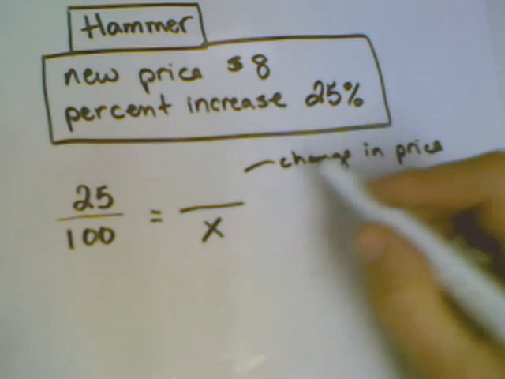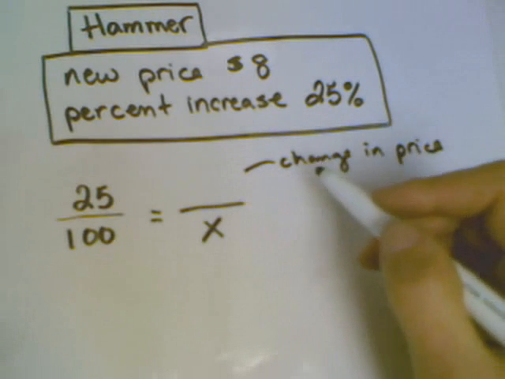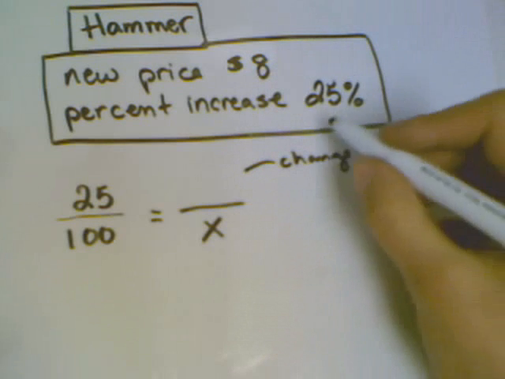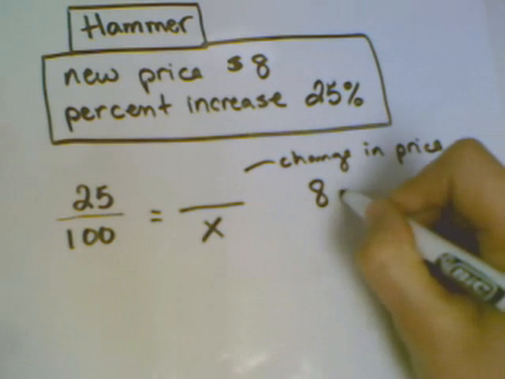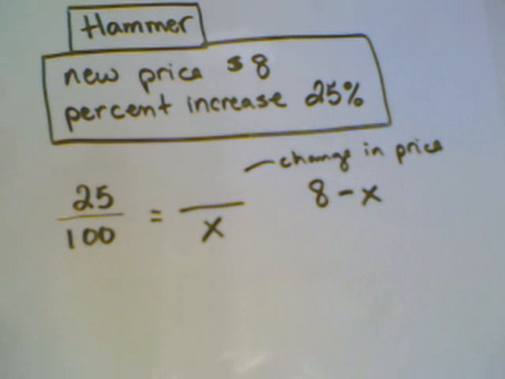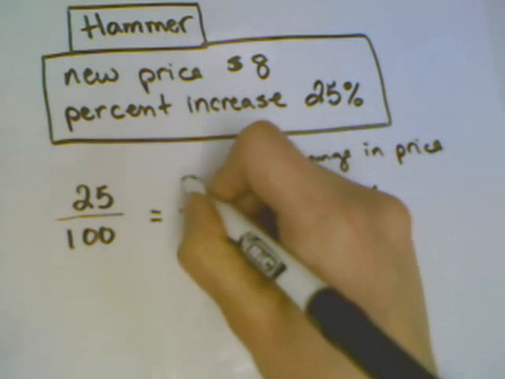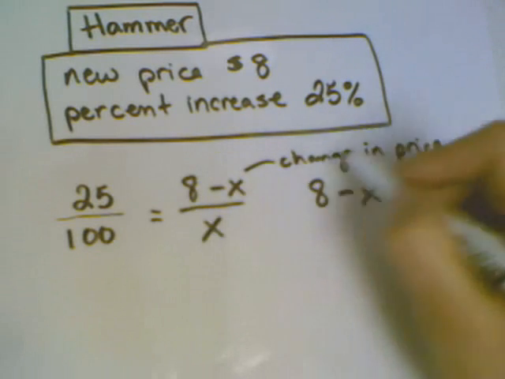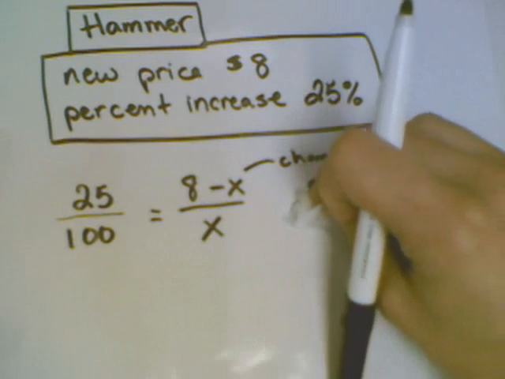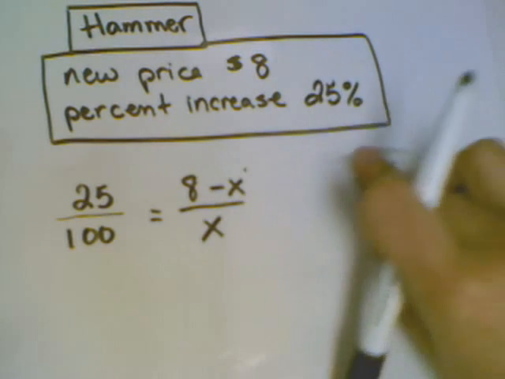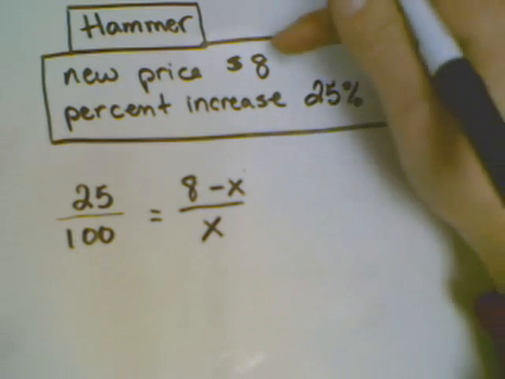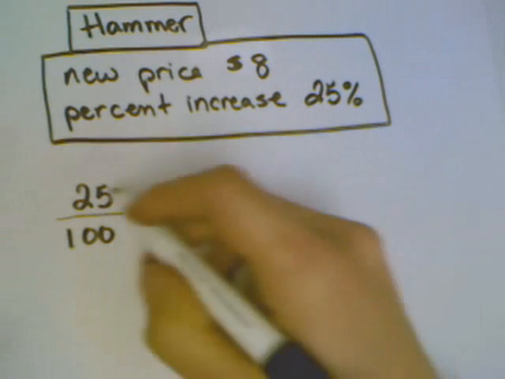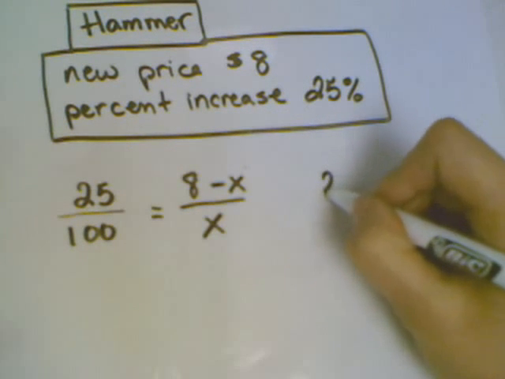Now the trick to this question is, what is the change in price? The change in price is the difference from the original price to the new price. So if I take 8, which is the new price, and subtract the original price, I will get the change in price. So this one's a little more difficult to set up because of that difference with the change in price. Notice I did 8 minus x instead of x minus 8 because the new price is larger than the original price. Now I can cross multiply to solve.